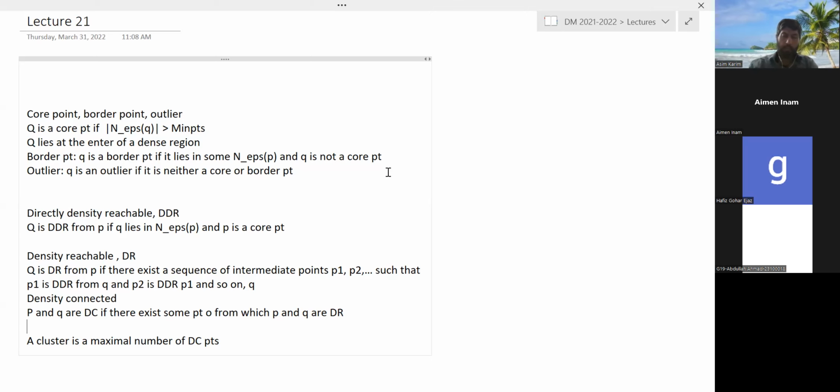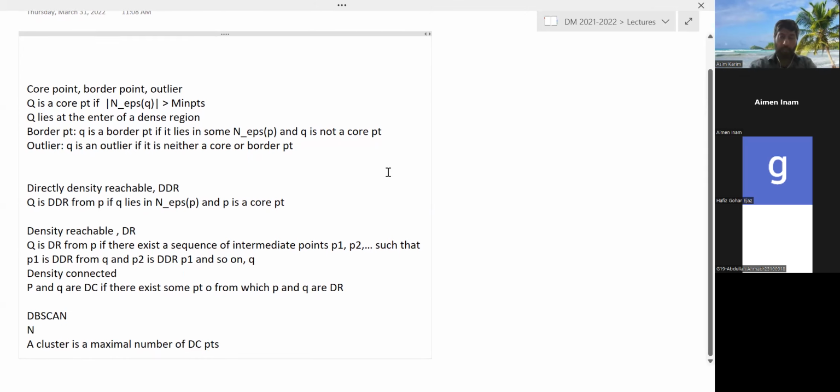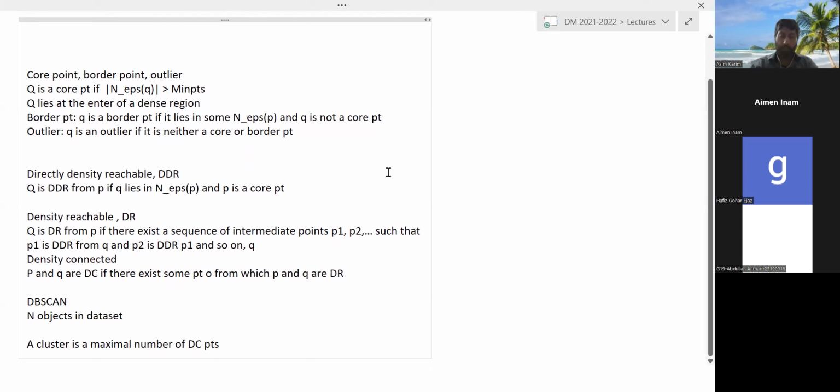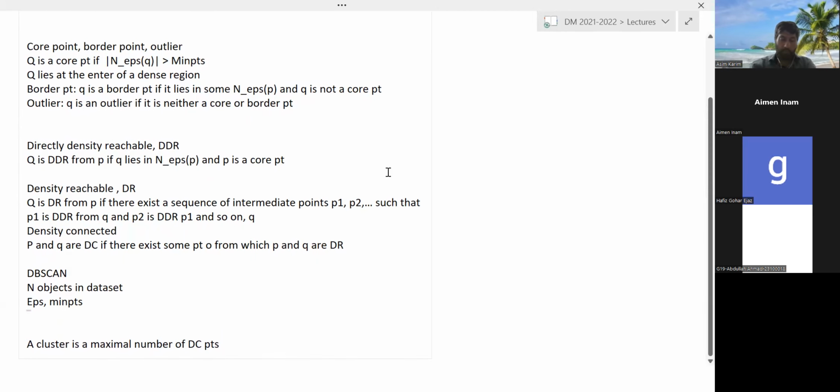So now, what is the algorithm for DBSCAN? So this was essentially a definition. The algorithm itself is quite easy. And of course, we are talking about clustering. So we have n objects in the data set. K is not an input parameter. We only need EPS and min points as input parameters. So given these as input parameters, we randomly select a point P.